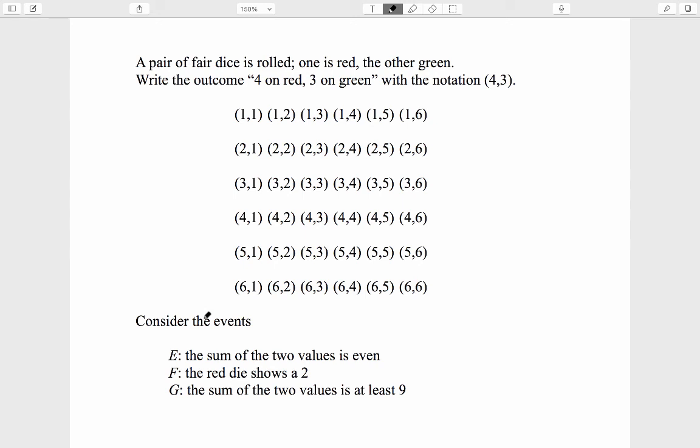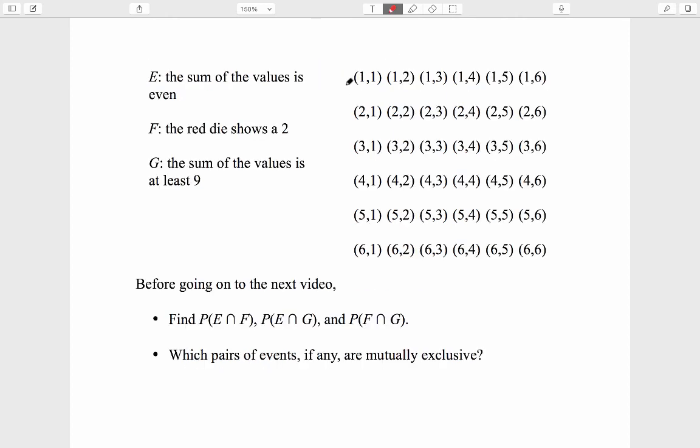Now let's define some events to think about. E is the event that the sum of the two values is even, F the event that the red die shows a 2, and G the event that the sum of the two values is at least 9. One advantage of writing out the sample space in this way is that it makes it easy to identify certain events. F consists of all the outcomes that I've just enclosed here in this box. Similarly, G, the event that the sum of the values is at least 9, can be nicely identified by this triangle of outcomes in the lower right corner here. These are the outcomes in which the sum is at least a 9, and they are all here.